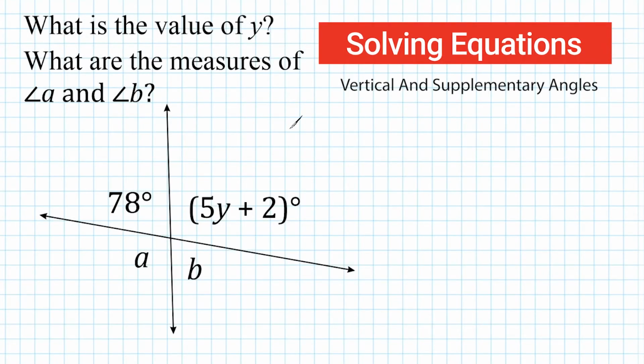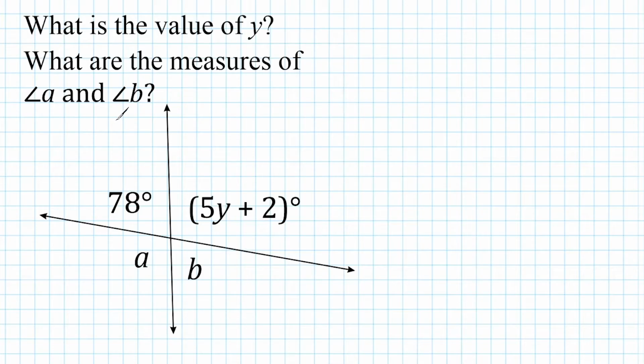All right, what we have here is a set of intersecting lines that form 4 different angles. And what we have to do is determine the value of y, as well as the measures of angles A and B. So let's start by figuring out what the value of y is.